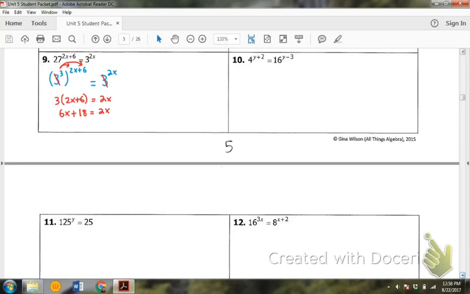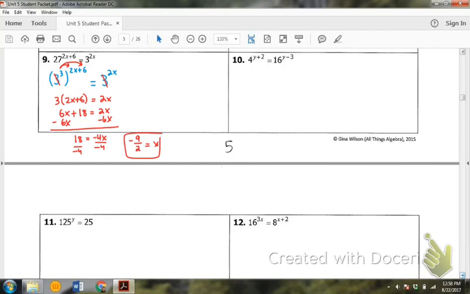Okay, and we can solve this. It's okay to get a fraction. If I subtract 6x, I have 18 equals negative 4x. Divide by negative 4, I'm just going to reduce this. So this reduces to negative 9 over 2 equals x. It's okay to have a fraction. Questions on number 9?